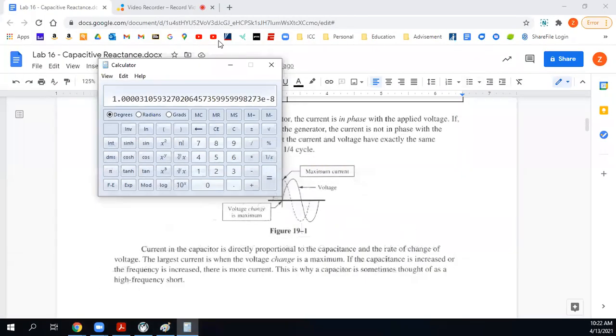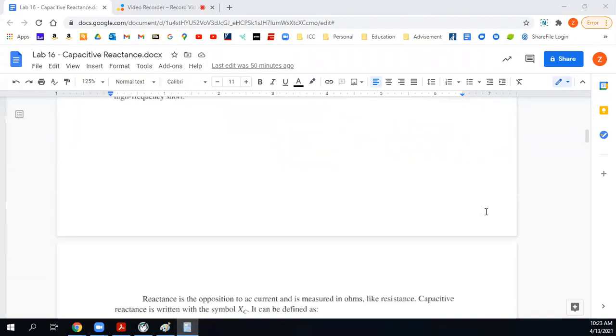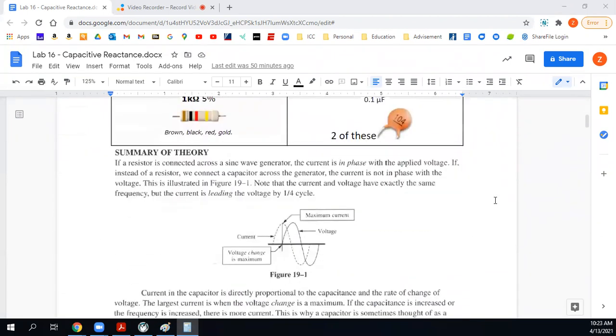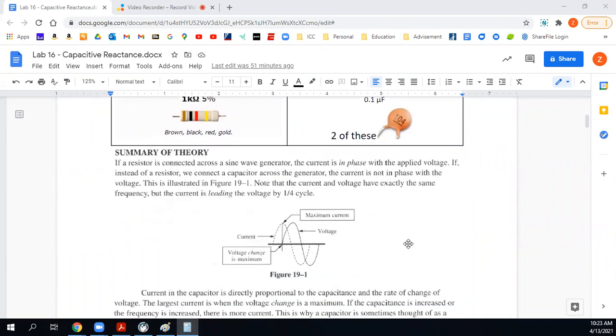Let's take a look at the lab. I have to leave in about 10 minutes, so you're going to need a 1K ohm resistor and a 0.1 microfarad capacitor. Summary theory.